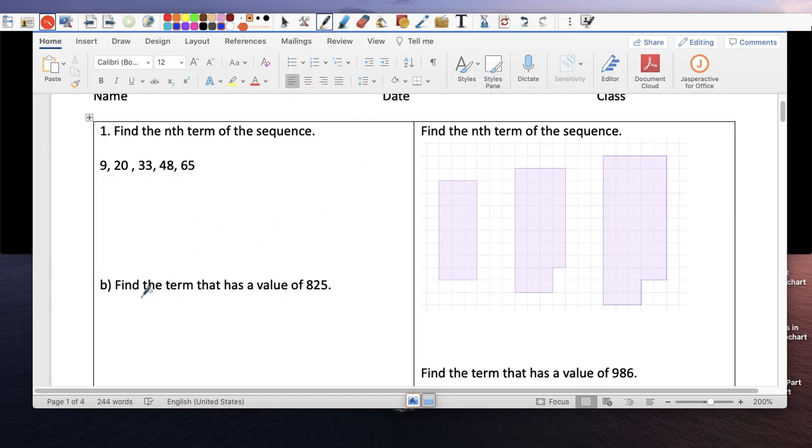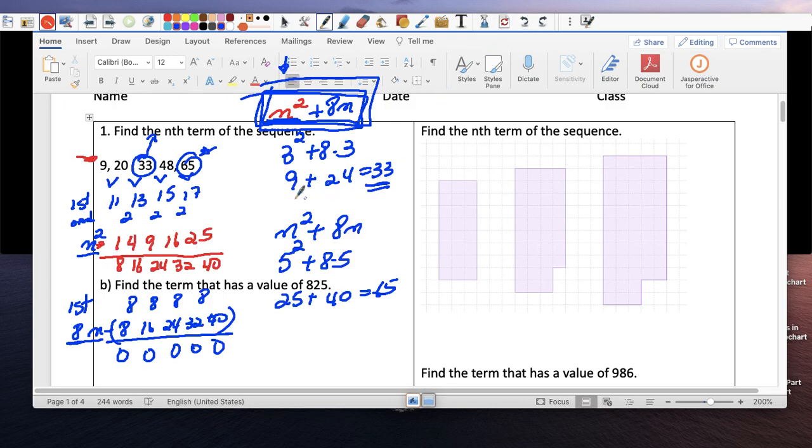Now, some of you made a mistake here. So the last question here. Let me tell you what this is: n squared plus 8n. Now, I want you to tell me which term has 825. Like, the third term is 33, the first term is 9, so like I just did right here, if I plug in 5, it gets 65. What number can I plug into this expression right here and get 825? That's the question.